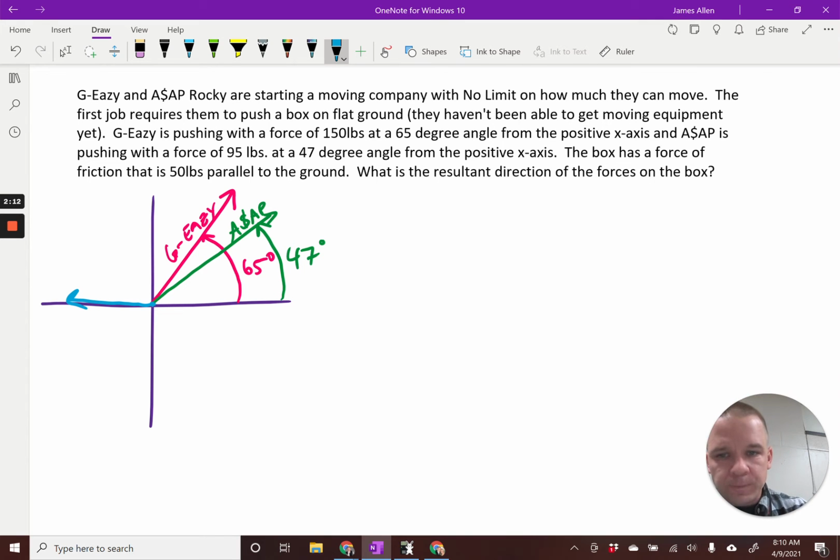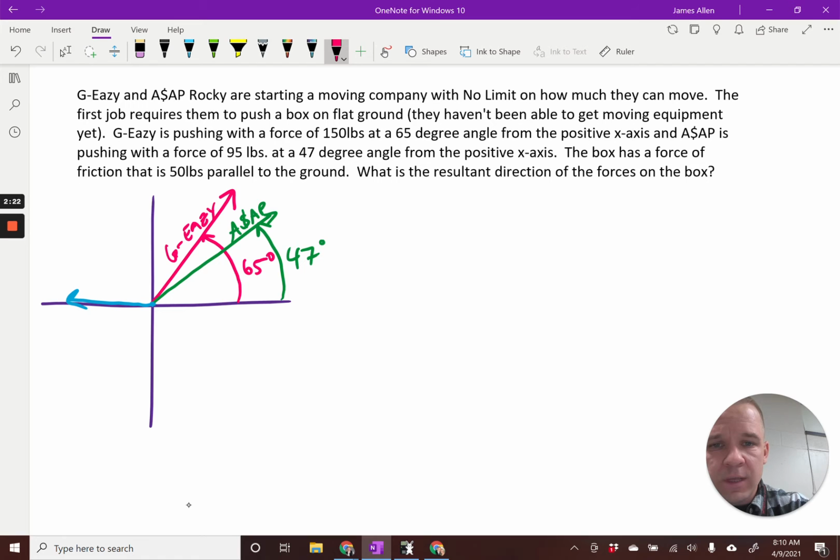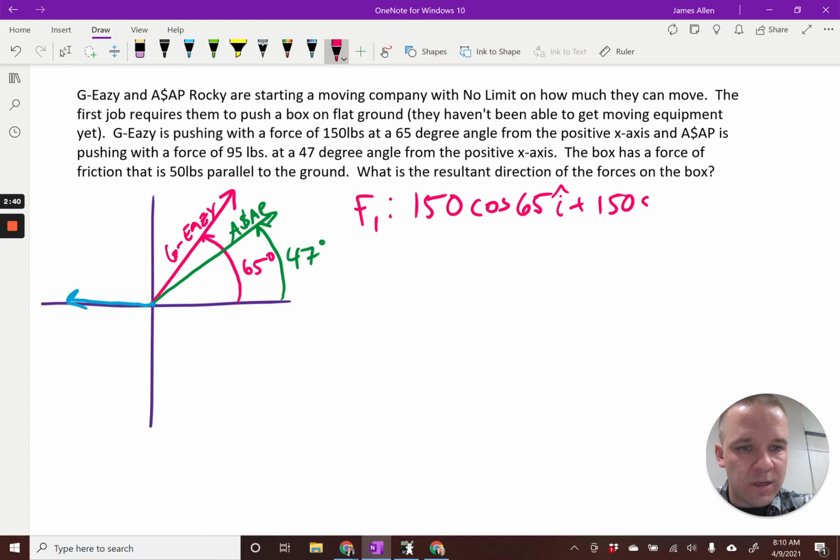Okay, let's write out our force vectors for each one. So for G-Eazy, let me go back to pink there. Force 1: he's got 150 pounds, so that's 150 cosine of the 65-degree angle. Not nice trig values, right? I hat plus 150 sine of 65 j hat. All right, that's the first one.